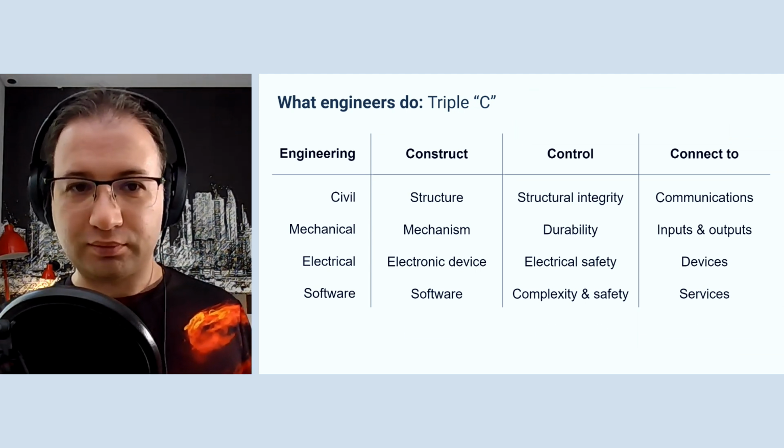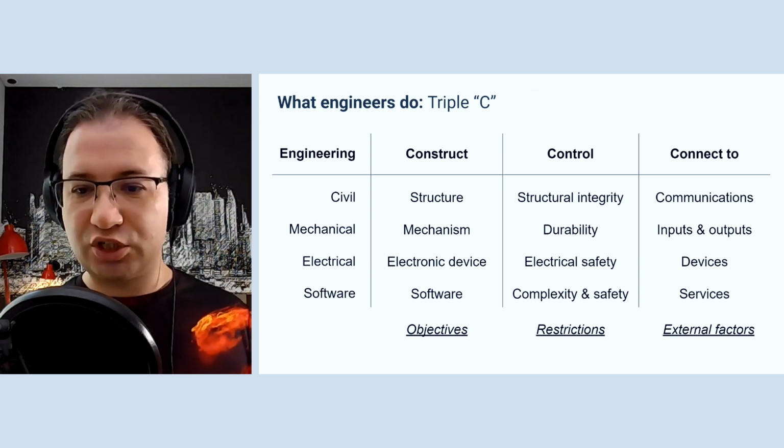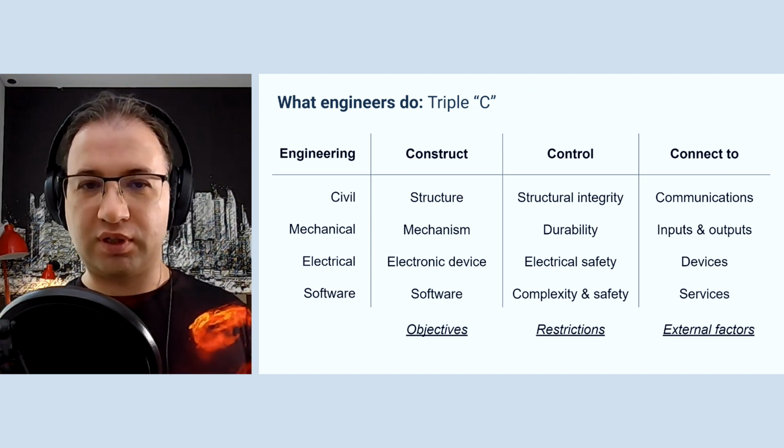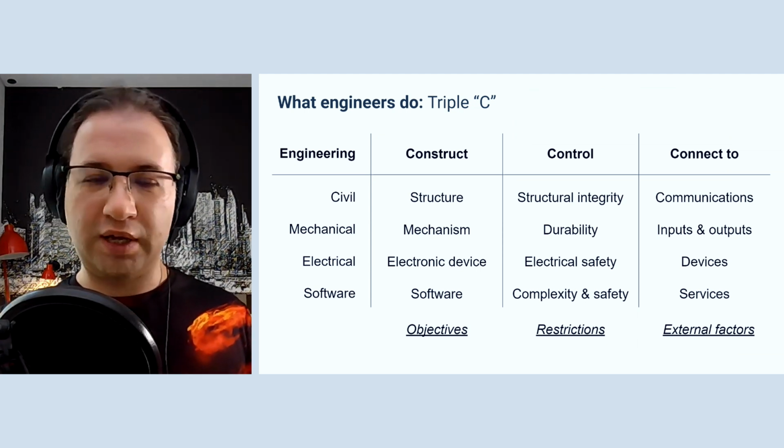All right. So we have objectives, we have restrictions, and we have external factors. Those three are what we have to deal with as engineers.